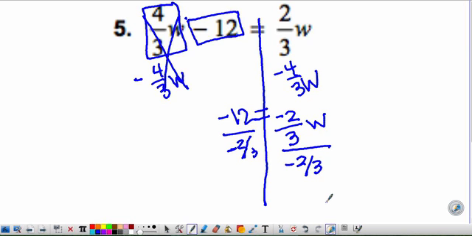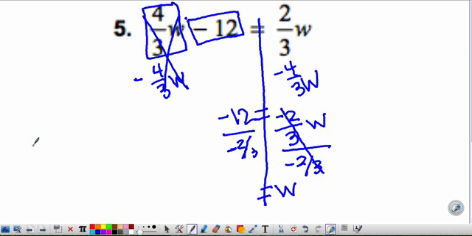So like if they're multiplying the W, even if it's on the other side of the equal sign, still divide it. Yes. Negative 2/3 divided by negative 2/3 is 1. And so that's how we leave our W there. So we've got to do negative 12 divided by negative 2/3.